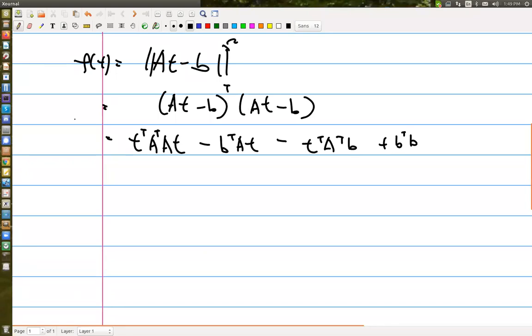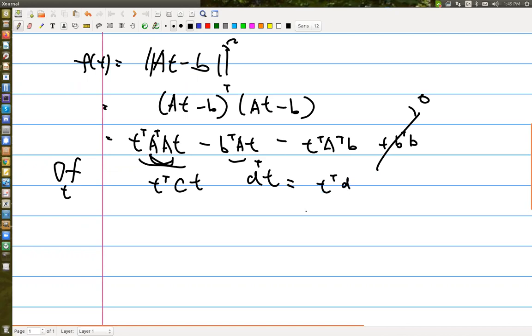I want to take the gradient of f with respect to t. With respect to t, the b transpose b term is just 0, so I don't care about it. The rest is of some form: something like t transpose Ct, where C is A transpose A, and something like d transpose t, or I can write t transpose d as well. These two are just the same.